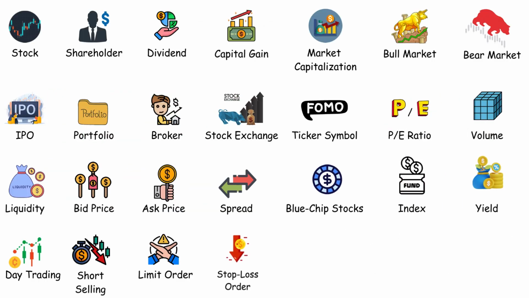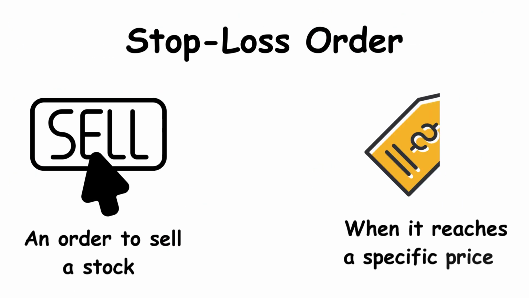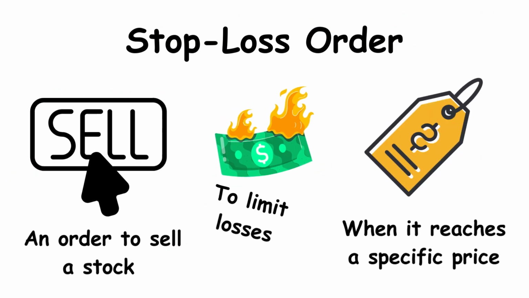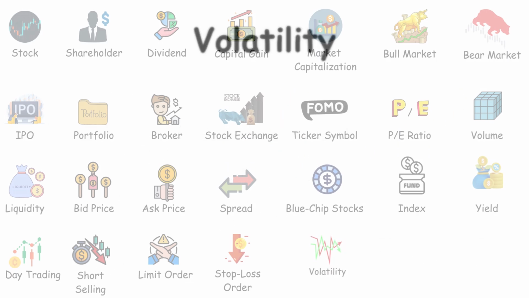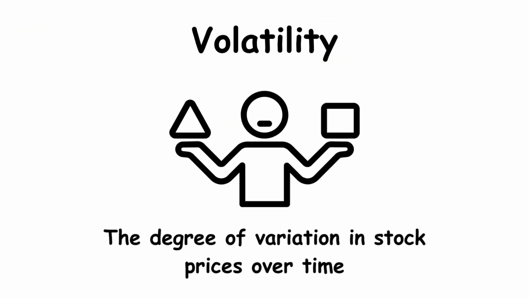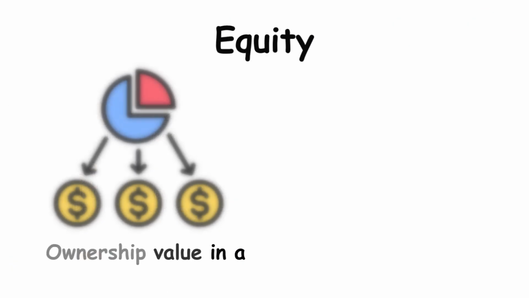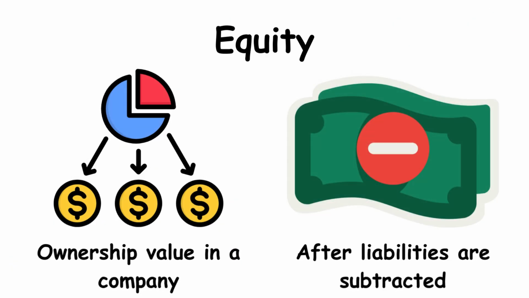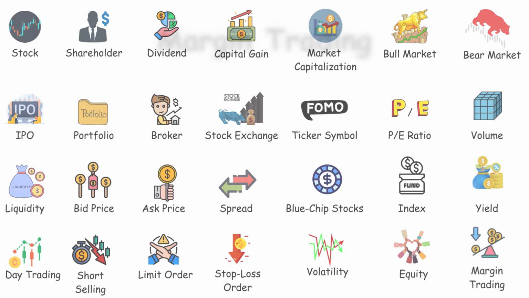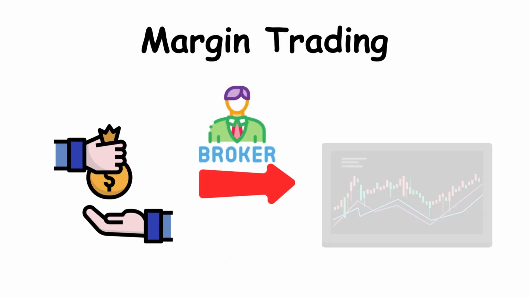Stop loss order. An order to sell a stock when it reaches a specific price to limit losses. Volatility. The degree of variation in stock prices over time. Equity. Ownership value in a company after liabilities are subtracted. Margin trading. Borrowing money from a broker to trade stocks.